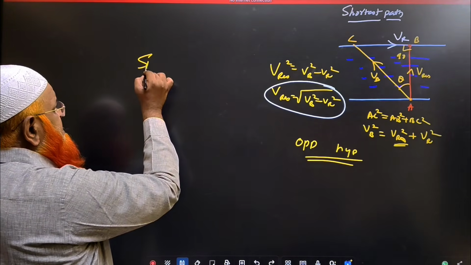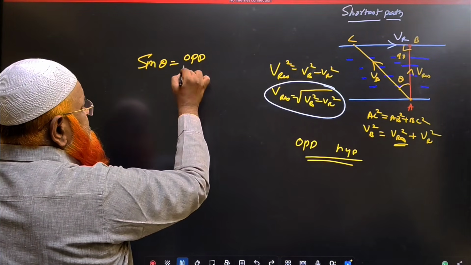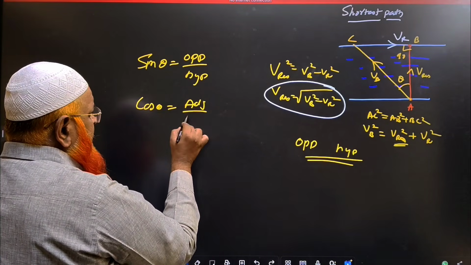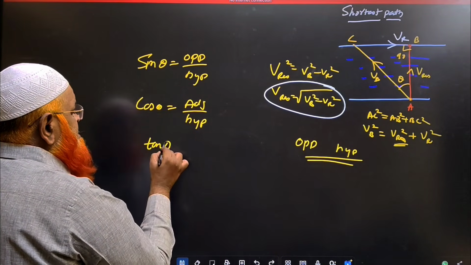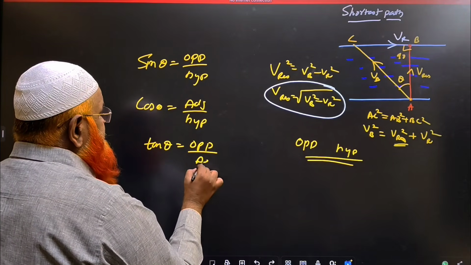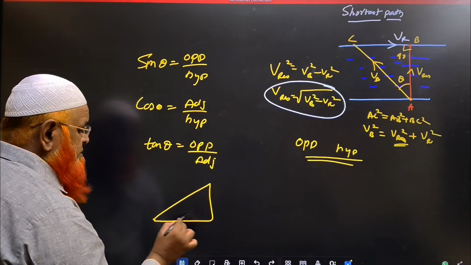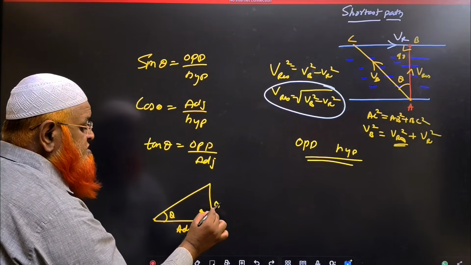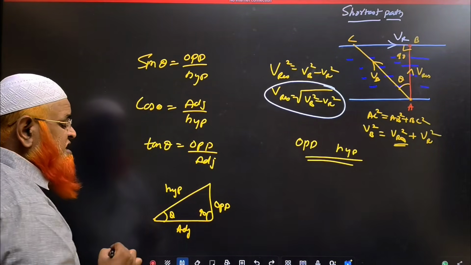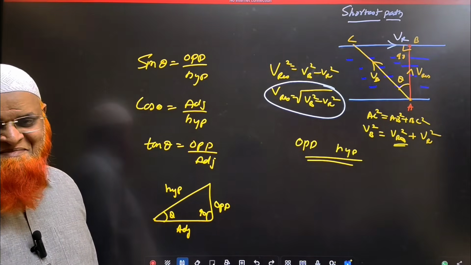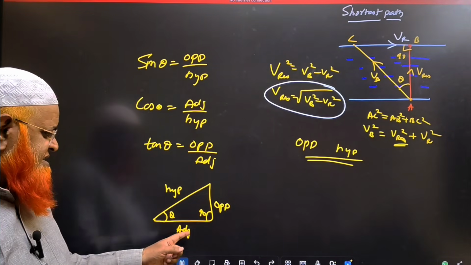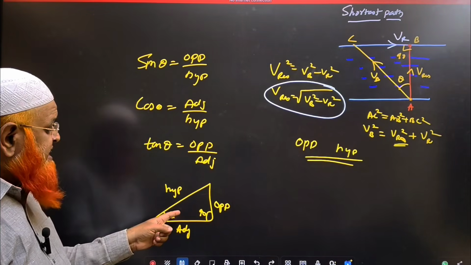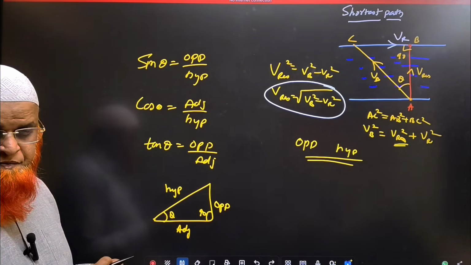You just remember here. See, sin theta is equal to opposite side by hypotenuse. Cos theta is equal to adjacent side by hypotenuse, and tan theta is nothing but opposite side by adjacent side. Okay, so in this, for example, this is a triangle of 90 degrees. This is theta. This is said to be adjacent side. This is said to be opposite side. This is said to be hypotenuse. So adjacent side, opposite side, hypotenuse. समझ में आ रही बात? Sin theta means opposite side by hypotenuse.